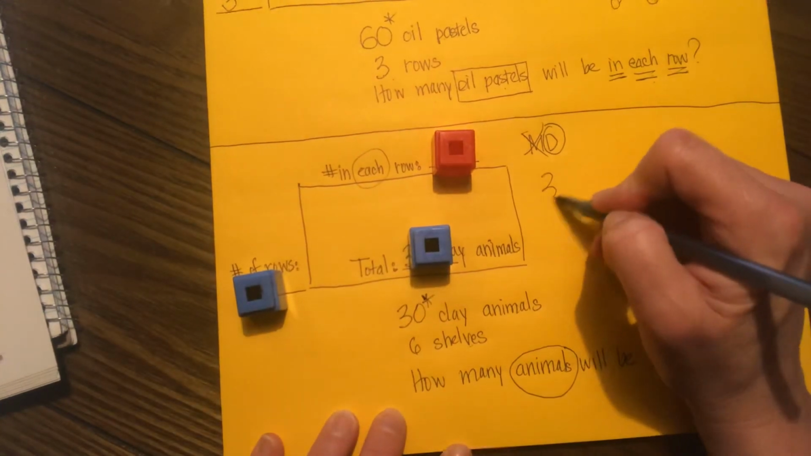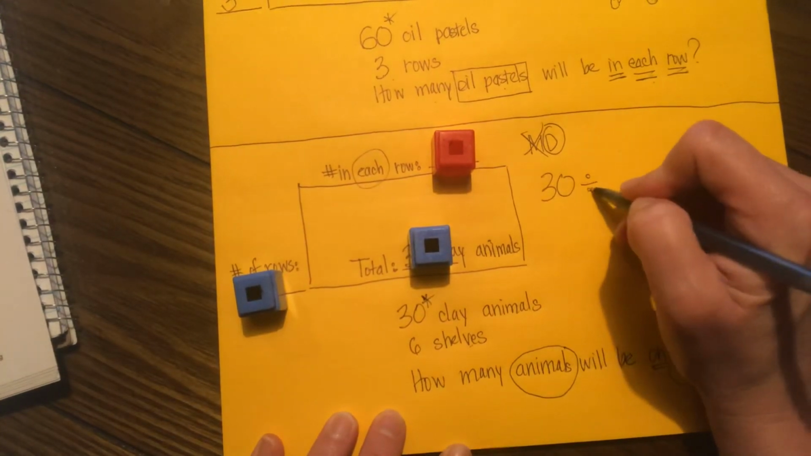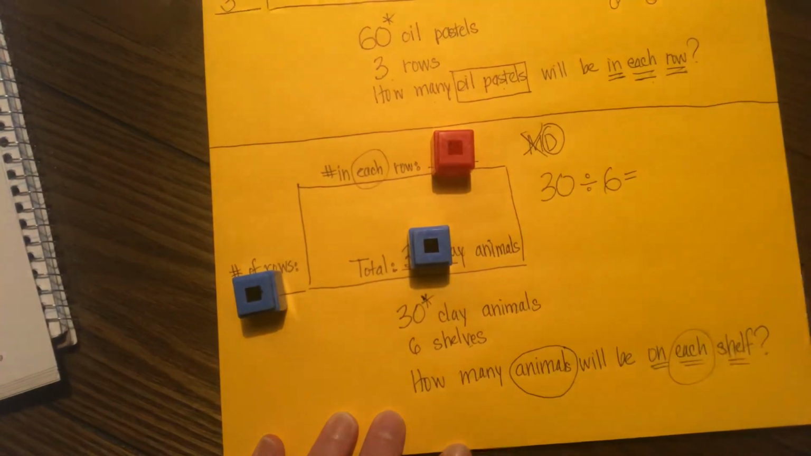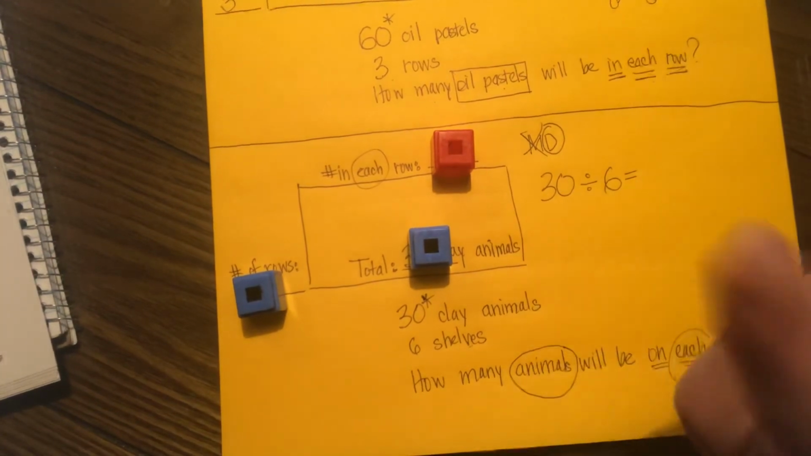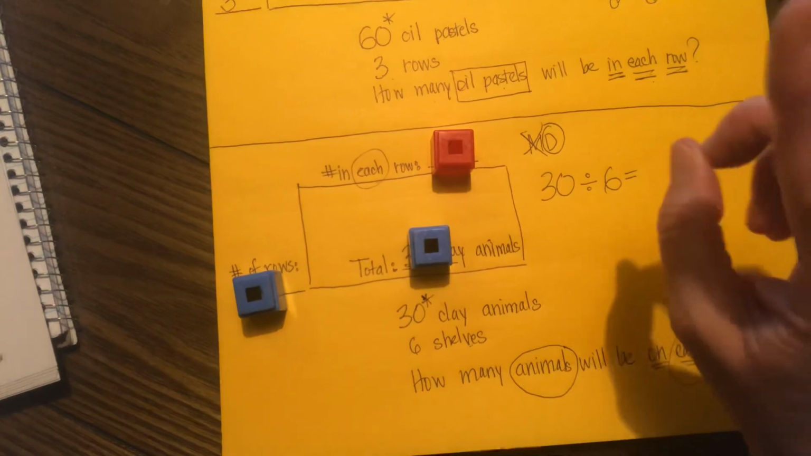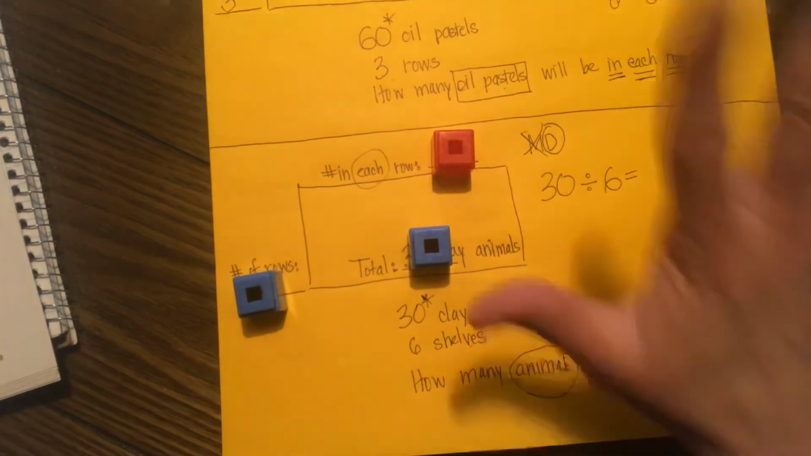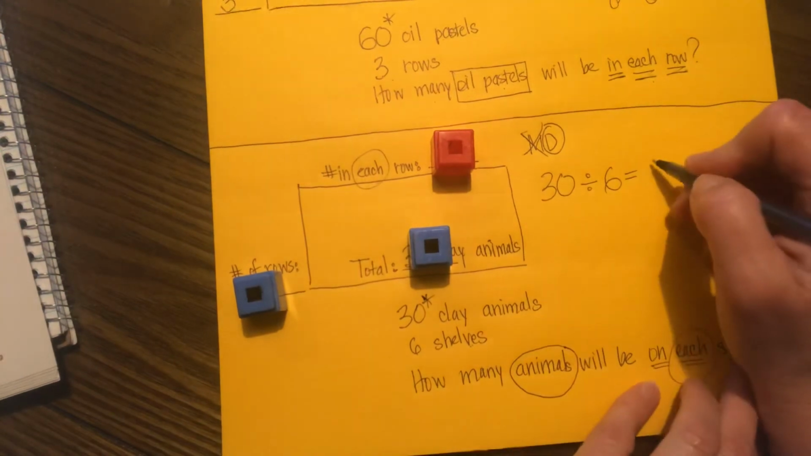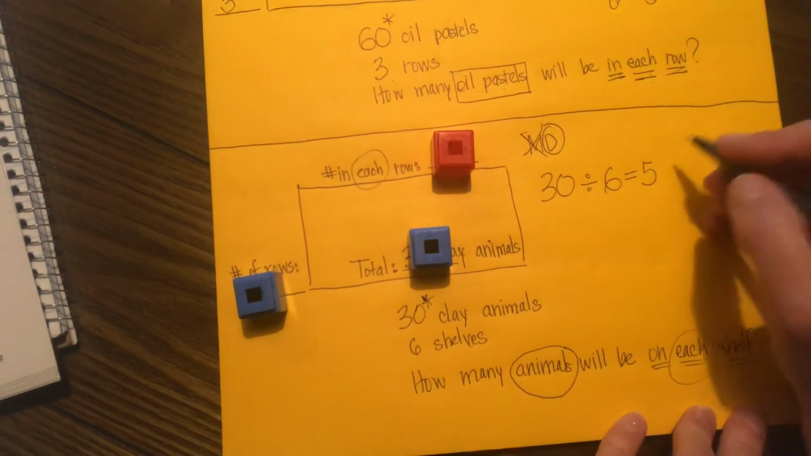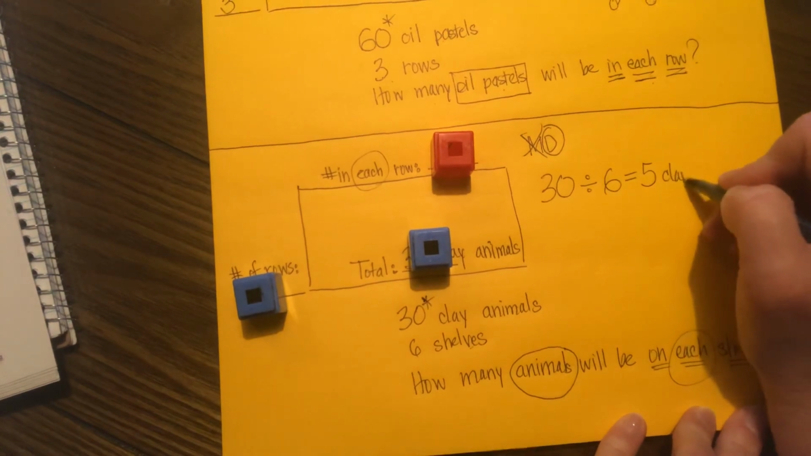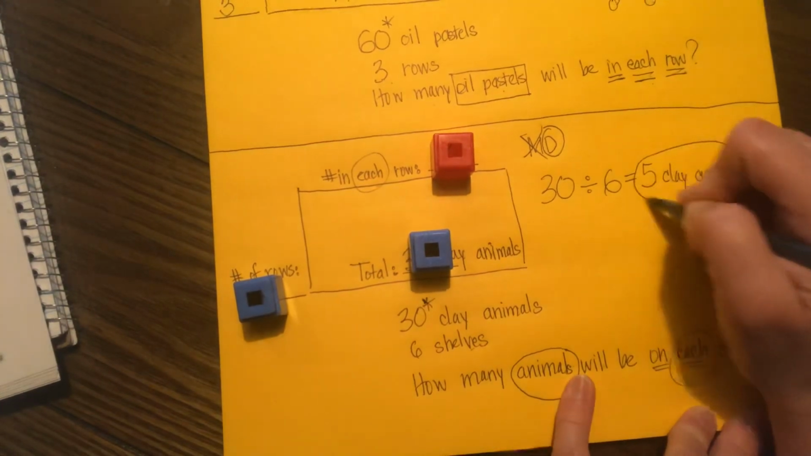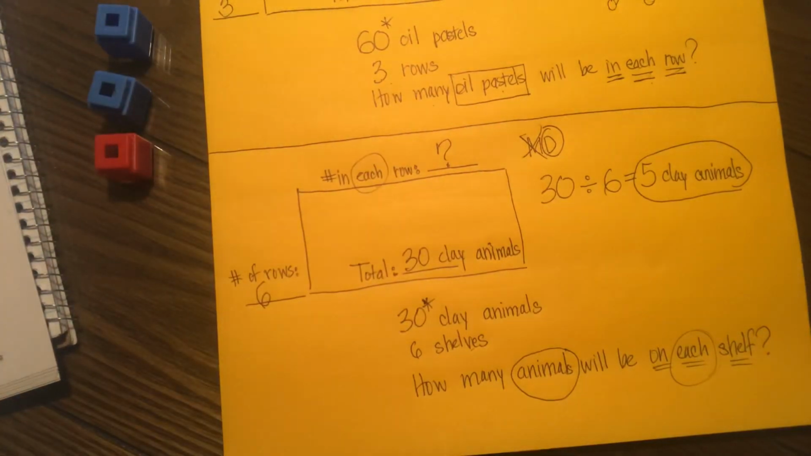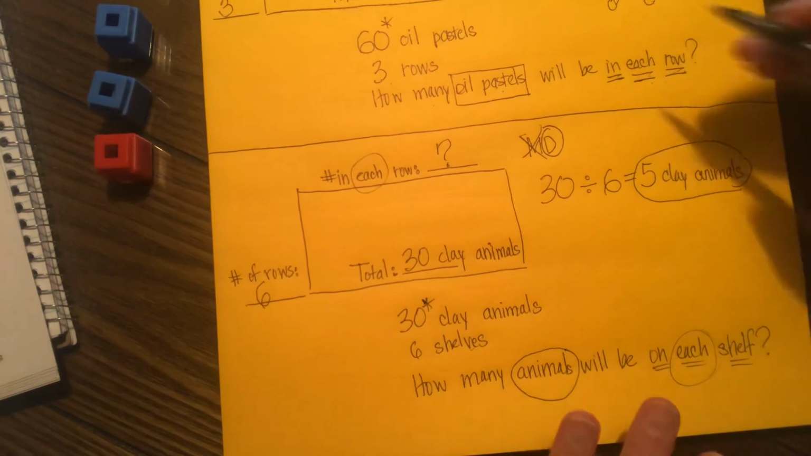So I'm going to take the whole, which is 30. I'm going to divide by the number of shelves, and that'll tell me how many there are on each shelf. So I've got 6, 12, 18, 25, 30. That didn't go right. 6, 12, 18, 24, 30. Sorry. I got 30 right, but I said 25 instead of 24. So we have 5 clay animals on each shelf.